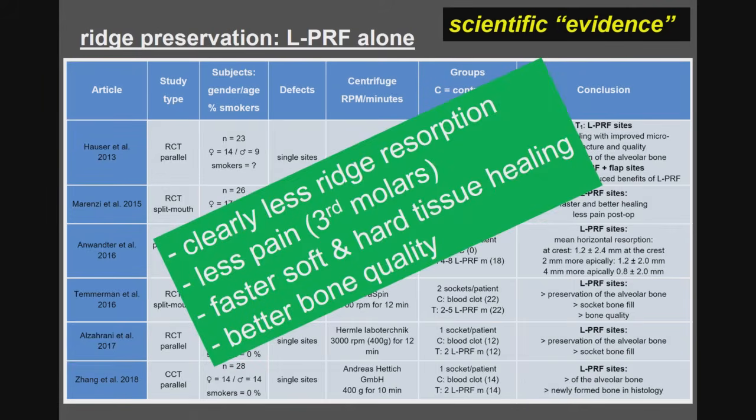But just to summarize, 6 papers showing that you have a clear reduction in ridge resorption with this technique, clear improvement in complications, less pain, less swelling, and so on, also for the extraction of third molars, a much faster soft and hard tissue healing, and also a higher bone quality.